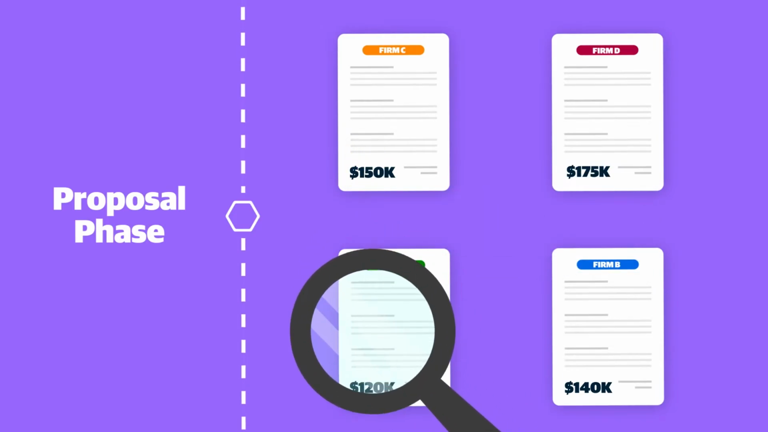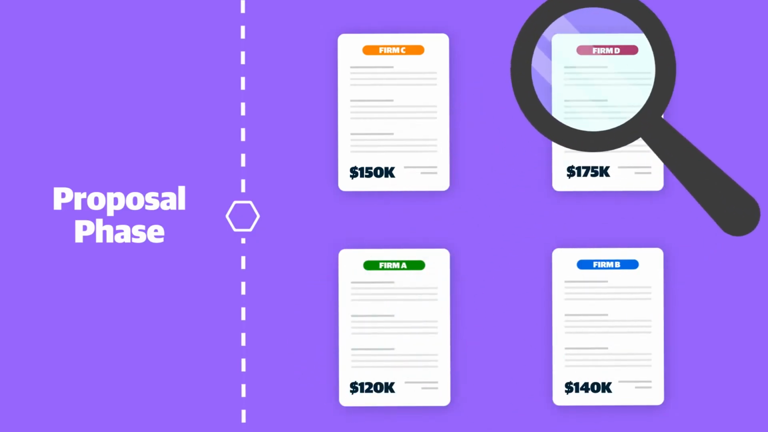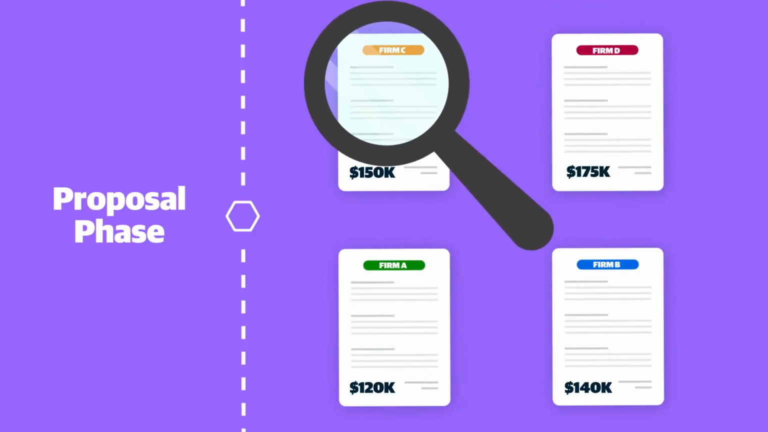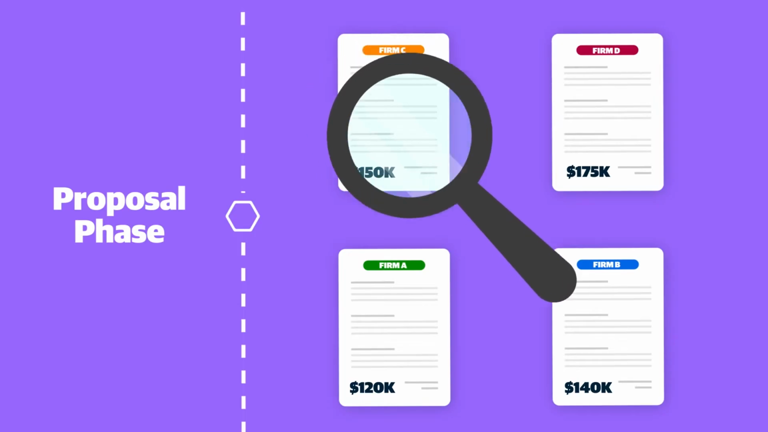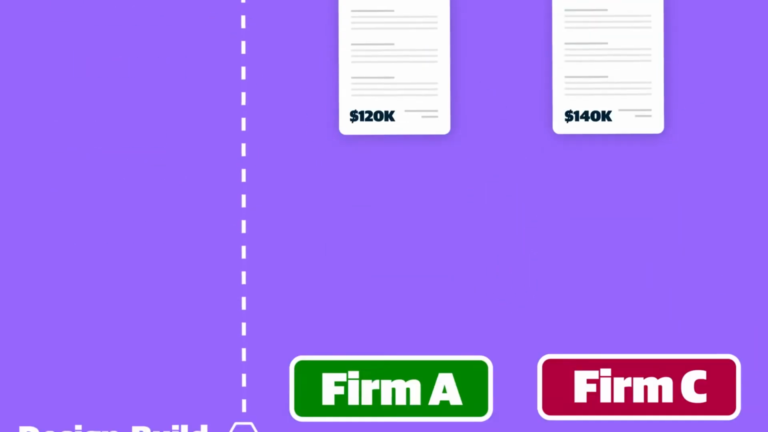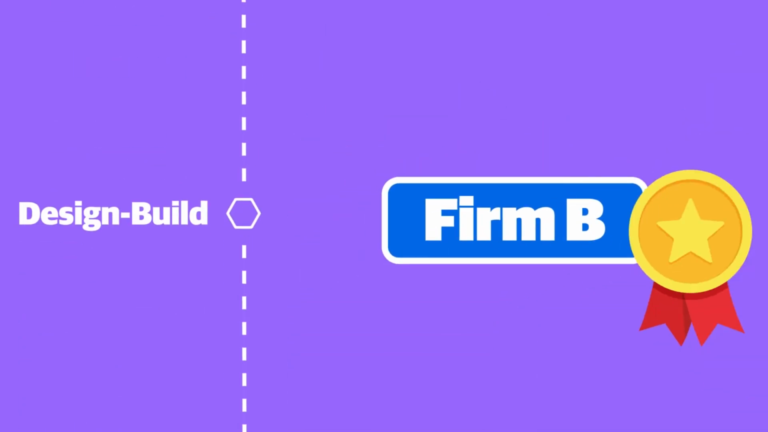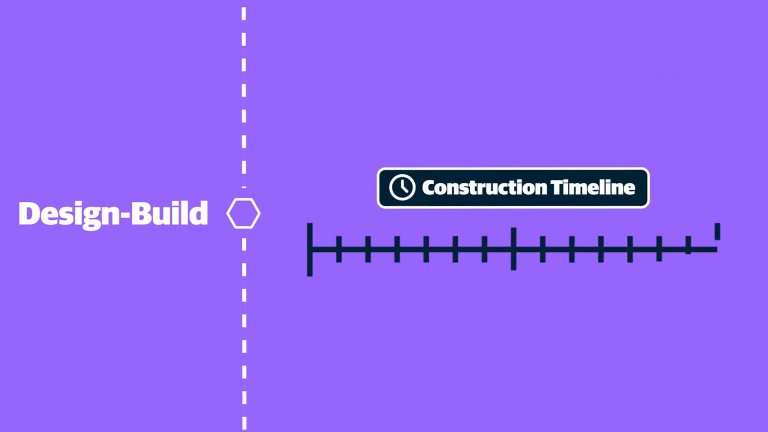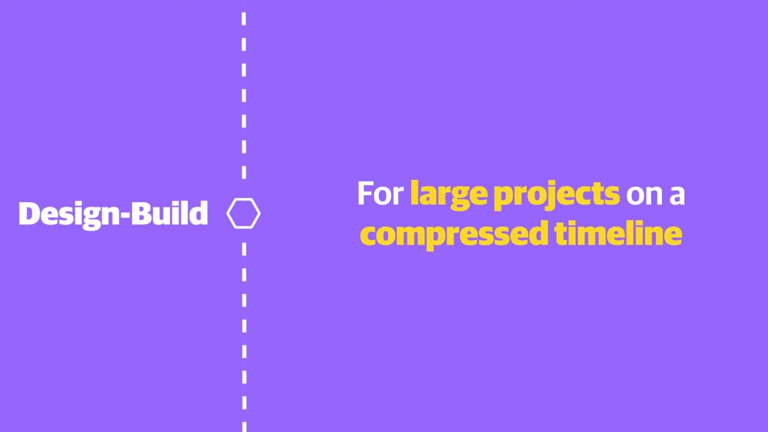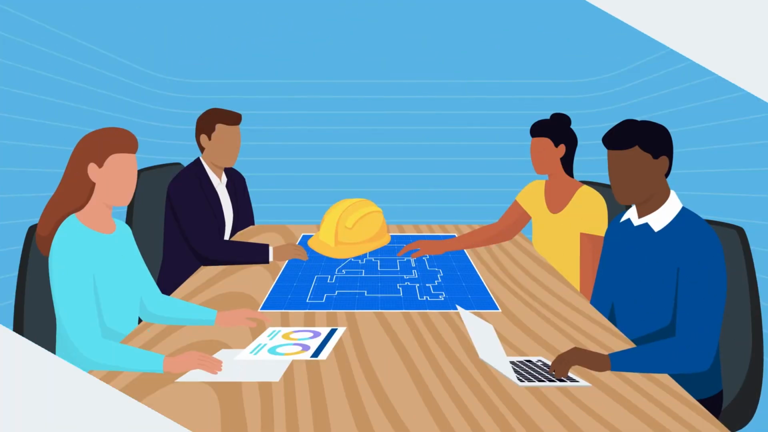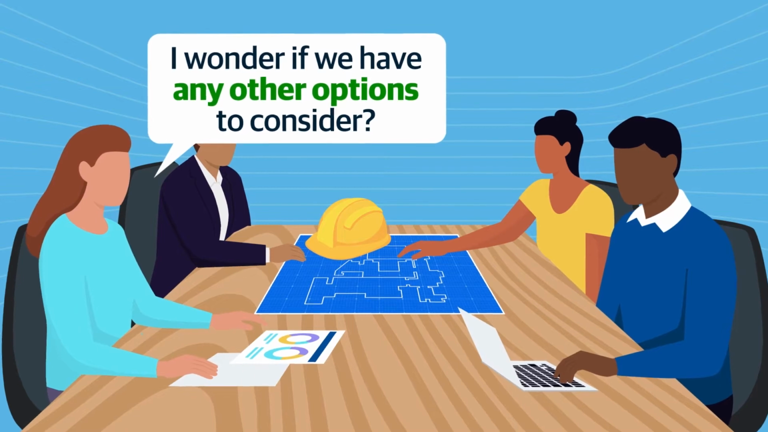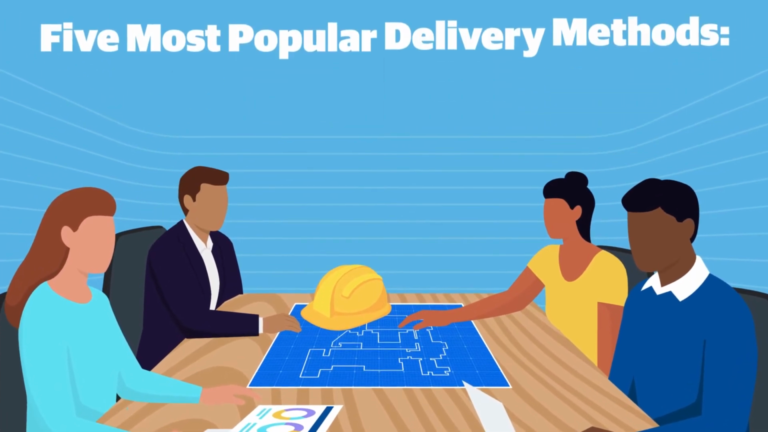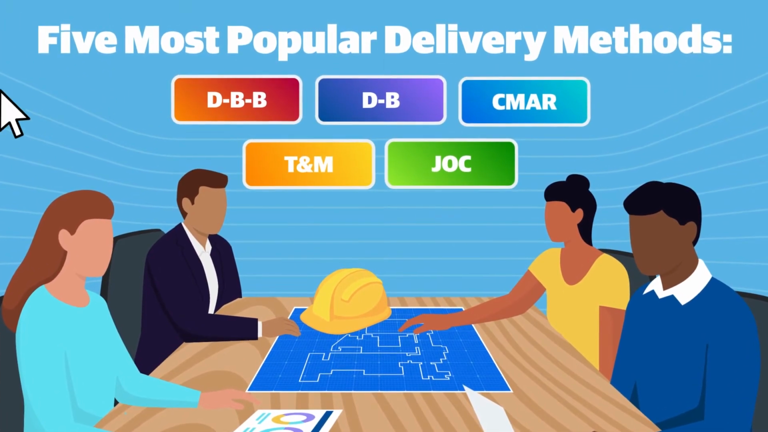By allowing for outside input, the design-build method lets the owner choose between several options, each offering a unique blend of design elements and value. The owner then selects one contractor to design and build the project, which speeds up time to construction compared to design-bid-build. Design-build is ideal for complex projects on a compressed timeline. While the first 2 options might be the most popular project delivery methods, there are still more options to consider.